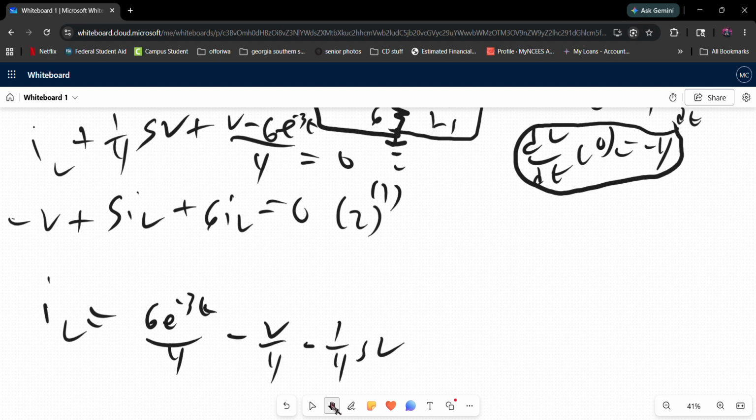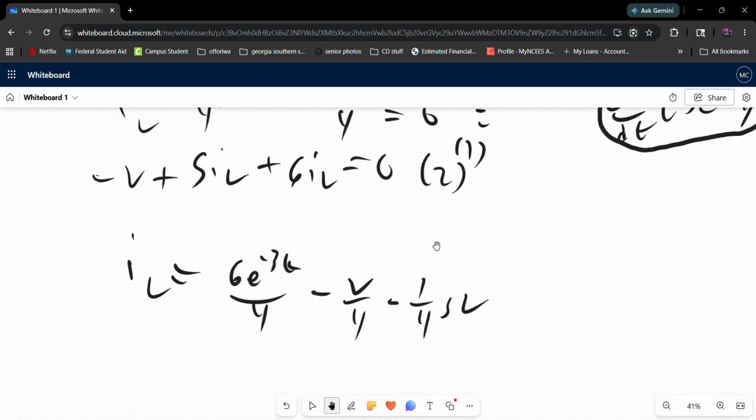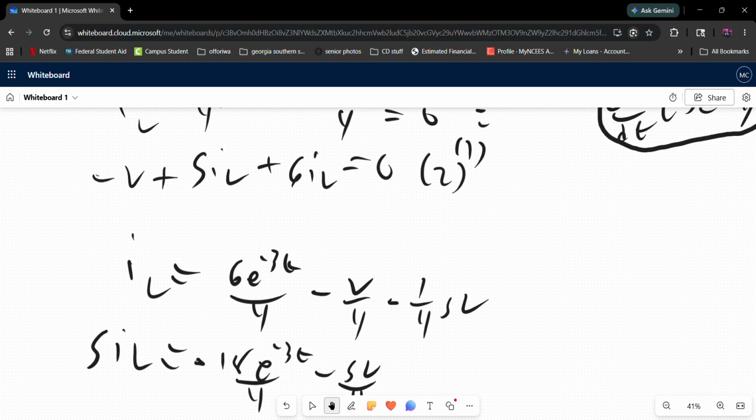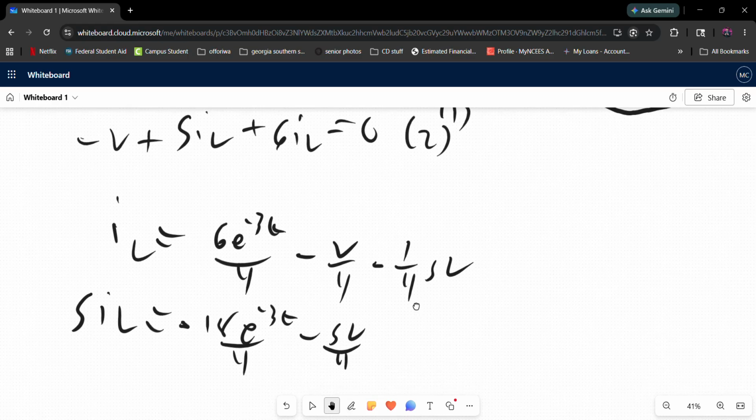Now, let's take the derivative of that. So SIL is going to be equal to, I'm just going to take the derivative of that instead of using S, so we're going to have negative 18 e to the negative 3t over 4, minus SV over 4, minus 1/4 S squared V.